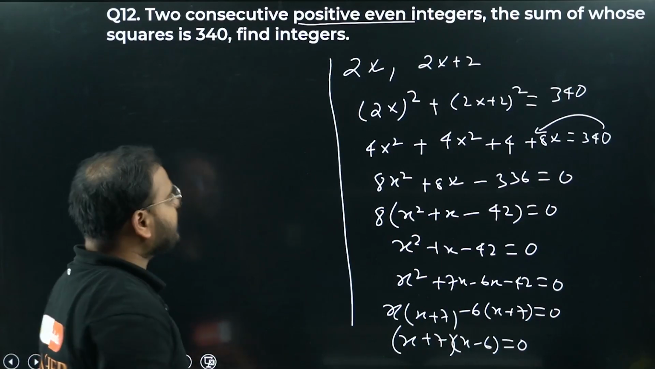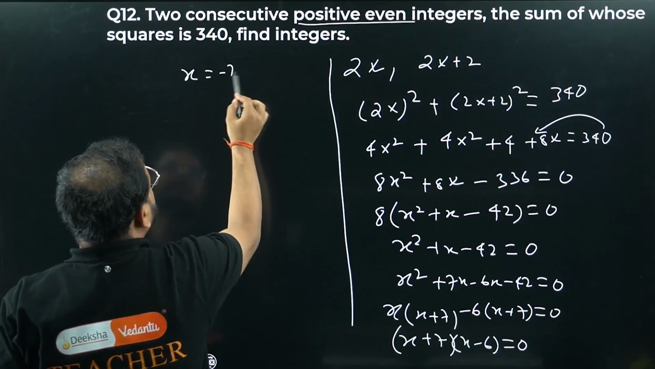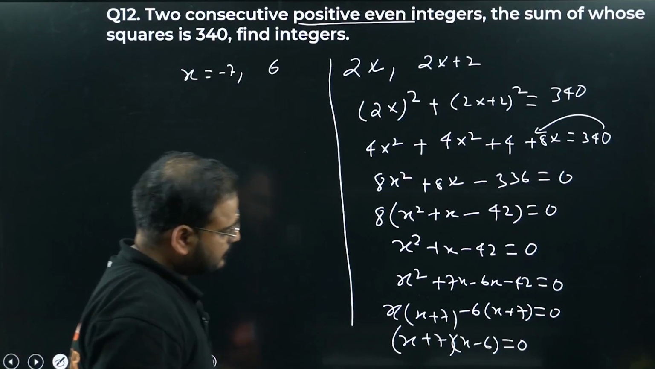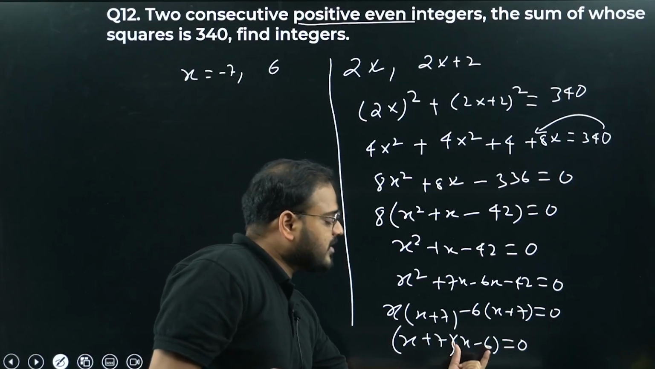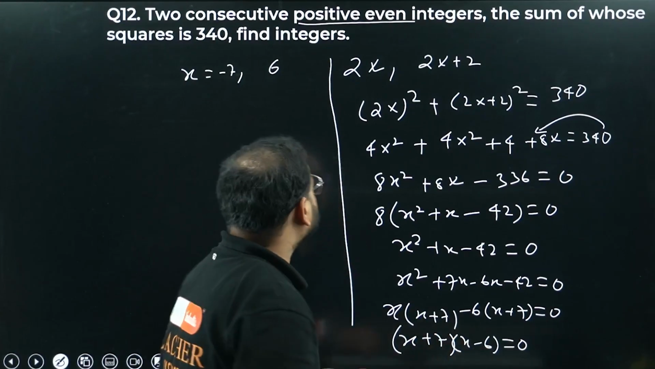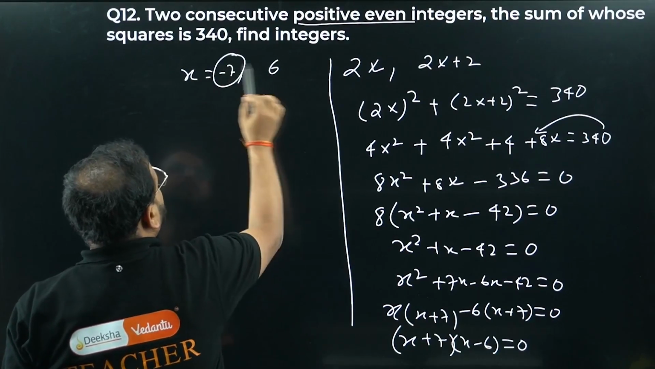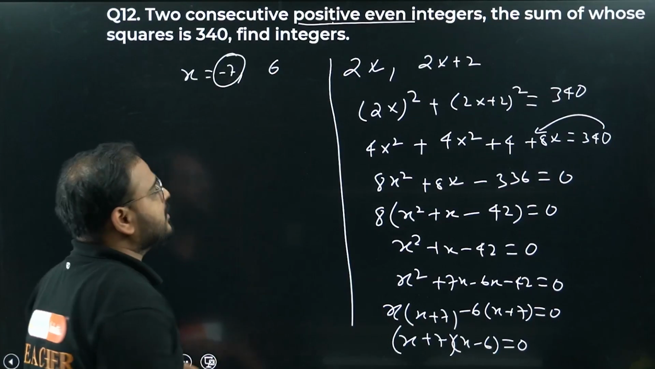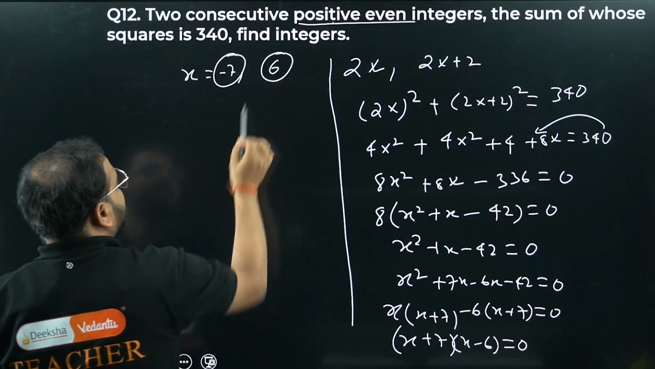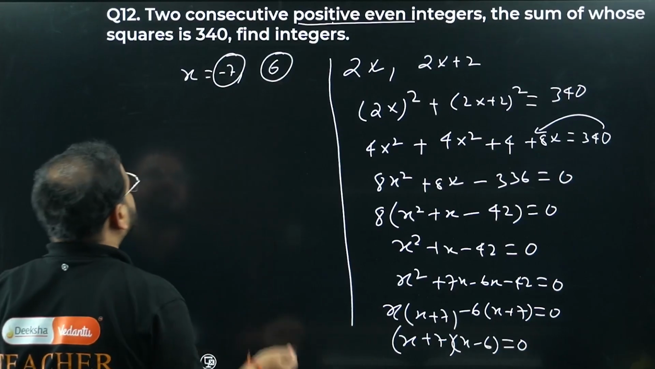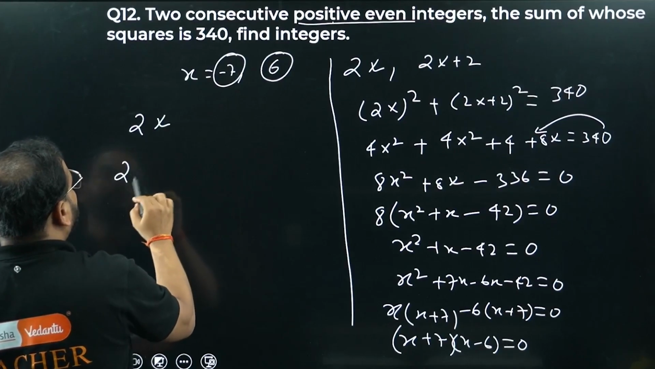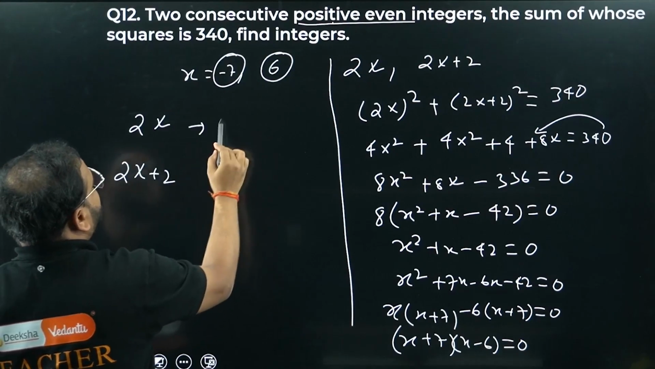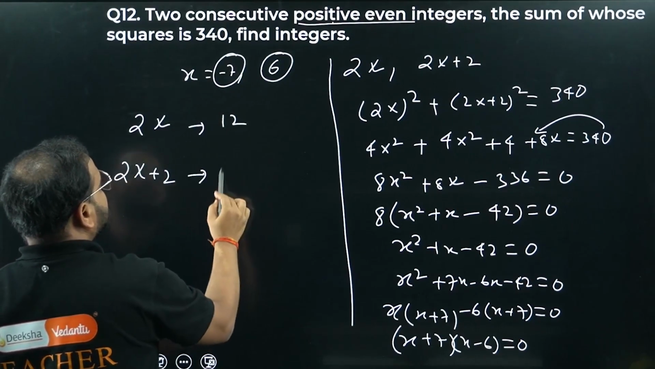So my x value is minus 7 and plus 6. If you equate this bracket to 0, you get minus 7. Equate the other bracket to 0, you get plus 6. Can you take minus 7? No, sir, because we're looking for positive values only. Is x as 6 the answer? No. The answer is 2x and 2x plus 2: first number is 12, second number is 14.